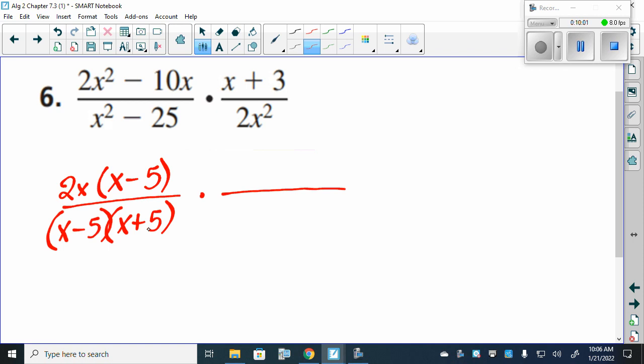So we've taken care of the first rational expression. If we look at the next one, x plus 3. Can we actually factor that? No. The degree is 1, and there are no greatest common factors. So that's as far as we can take it. On bottom, the degree is 2, but how many terms do we have? 1. So that can't factor any farther than it already is.